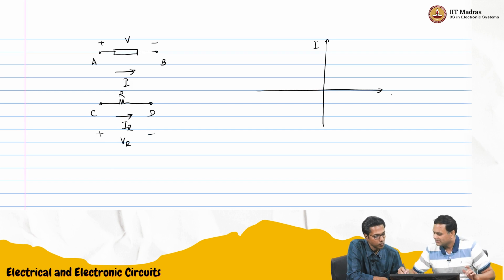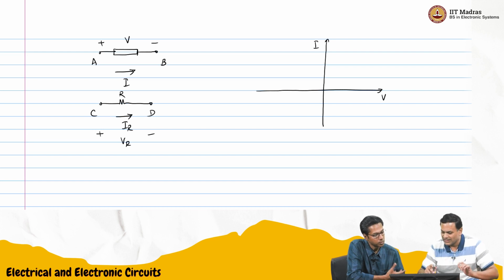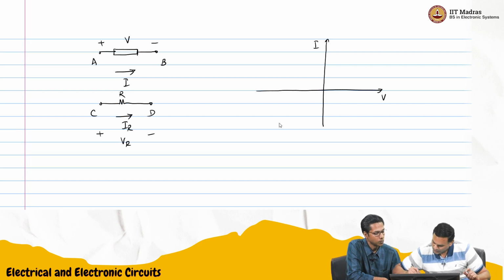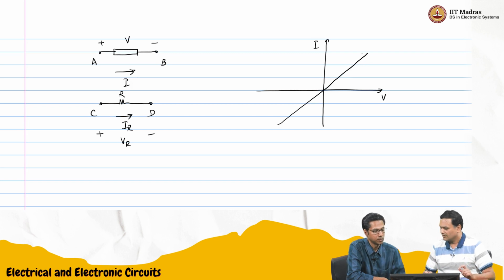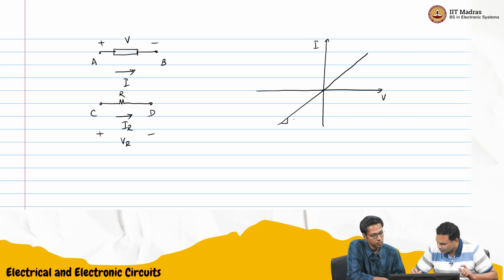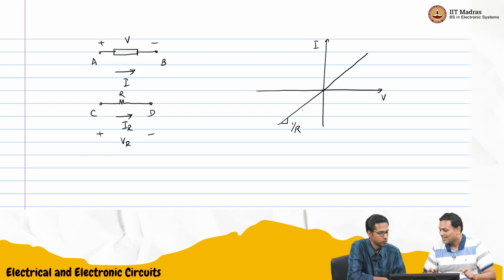If I were to plot the IV characteristic for the resistor, we know that it does something like this. The slope of this is 1 over R because I'm drawing I versus V. So I is V by R, and the slope is 1 over R. If I choose a different resistor, I'll get a smaller or larger slope.